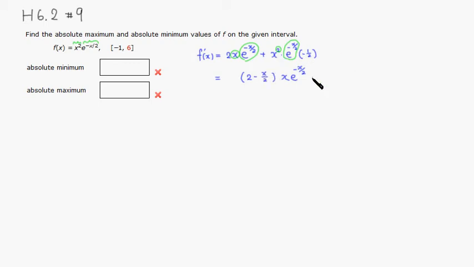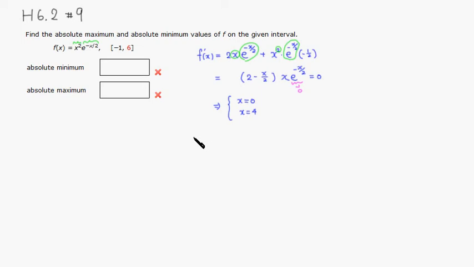We set this equal to 0. Remember that the exponential function is never 0; in fact, it is always positive. So we can make x equal to 0, that's one of them, and here x equals 4. So those are the critical numbers. So there are 4 different numbers we have to check.